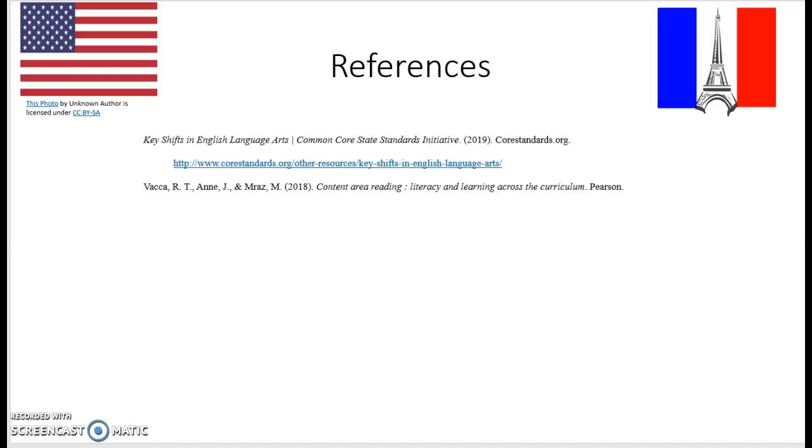References: Key Shifts in the English Language Arts, Common Core State Standards Initiative, 2019, corestandards.org. Content Area Reading, Literacy, and Learning Across the Curriculum, published by Pearson, Artis, Balka and Moraes.